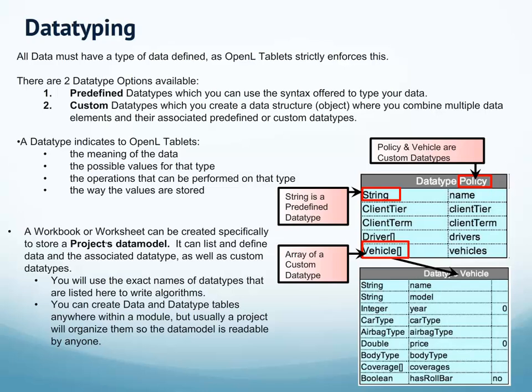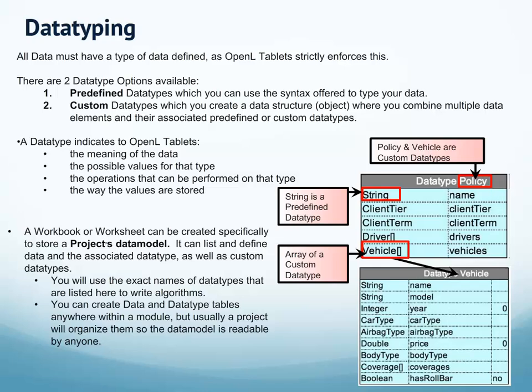So there are two types of data options that are available. You have your predefined data types, which are standard data types that you can use immediately and is offered via OpenL, and the syntax is there. So we're going to discuss that. If you're familiar with programming, these are your primitive data types. An example would be age is an integer that can be subtracted, multiplied, or divided.